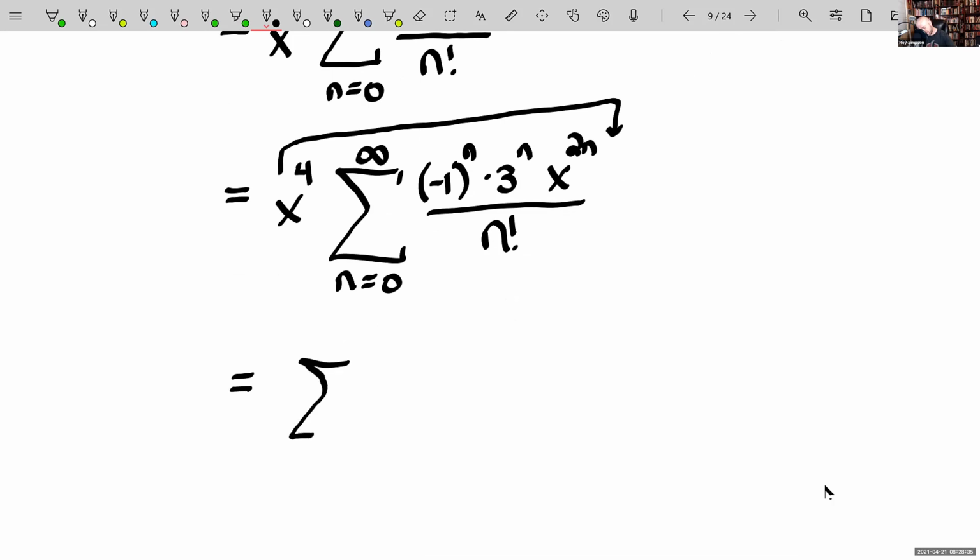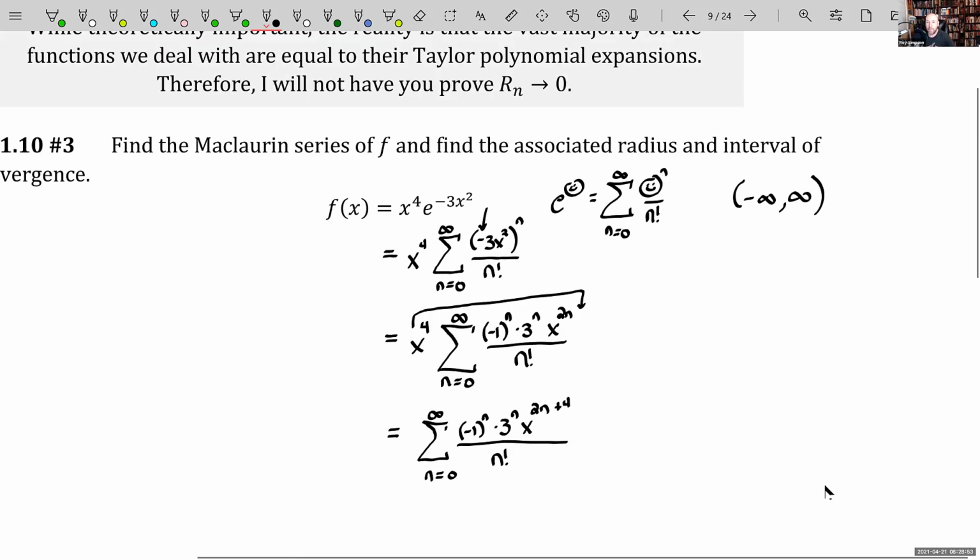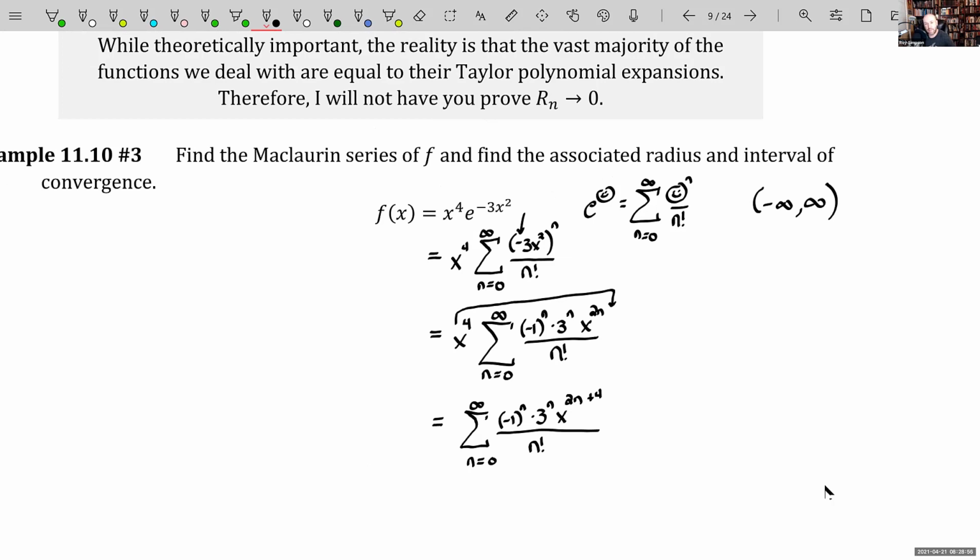So this will be the summation n equals 0 to infinity, alternation factor, times 3 to the nth, x to the 2n, and we're adding 4 more powers there, all over n factorial. Done. Now, that's the Taylor series for that function centered at 0. That's what Maclaurin series means, is Taylor series centered at x equals 0. That's what that means.